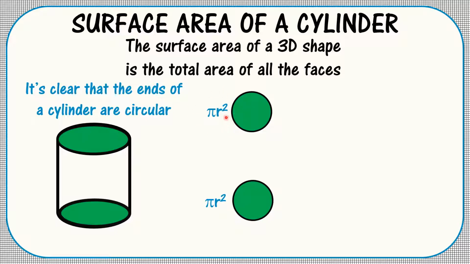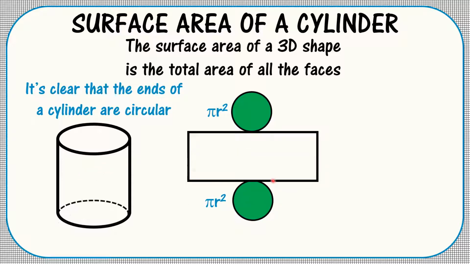So pi r squared. The next thing that you need to understand is that this middle section, if you flatten it, becomes a rectangle. So we need to work out the area of this rectangle. What you need to understand is that the circumference of a circle is equal to this length of the rectangle.